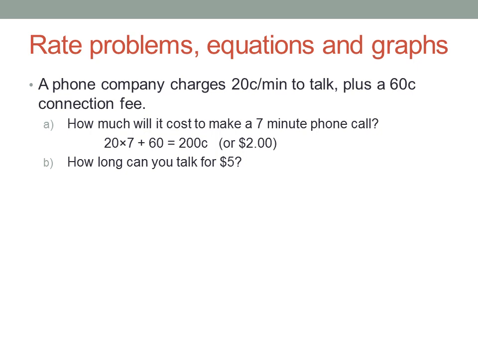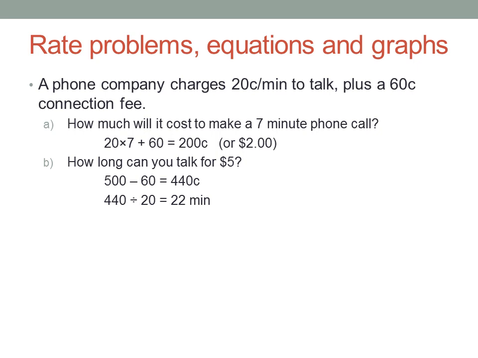Next, how long can you talk for $5? Well, don't just divide by 20. That won't work. They're not in the same units yet, and there's a connection fee to take off as well. $5 is 500 cents, and if we take off the connection fee of 60 cents, that leaves us with 440 cents. Now, divide that by 20 cents per minute, and you'll get 22 minutes. You can talk for 22 minutes for $5.